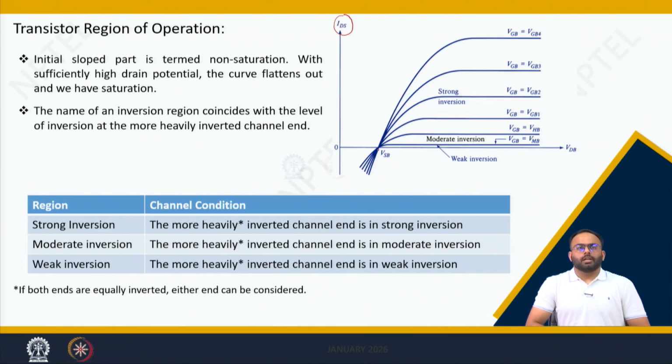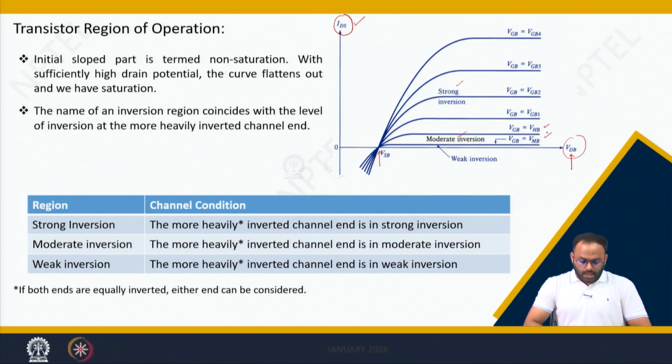Let us discuss the regions of operation of the transistors. Let me first explain the output characteristic of the MOS transistor, which is plotted between IDS and VDB. Here VDB is the drain to body voltage, considering body as a reference, and VSB comes in the same way. If we plot like that, we will get different regions of operation: strong inversion, moderate inversion, and weak inversion. These notations we have already discussed in our previous lectures.